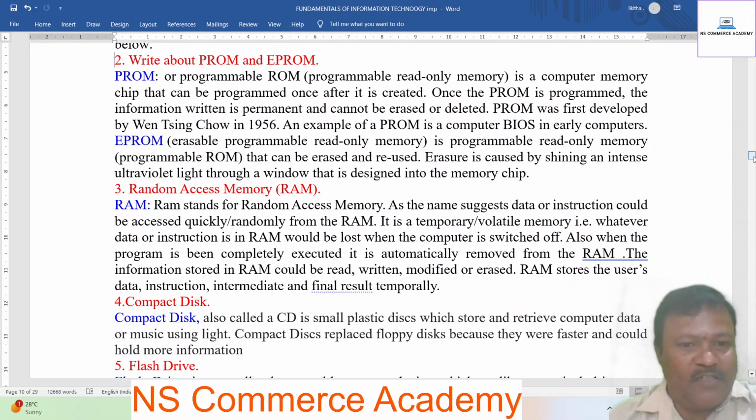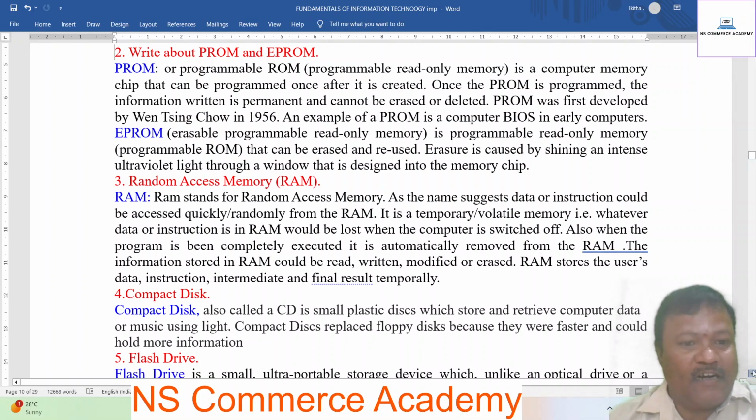Also, when the program has been completed or executed, it is automatically removed from the RAM. The information stored in RAM can be read, written, modified, and erased. RAM stores the user's data, instructions, intermediate and final results temporarily.